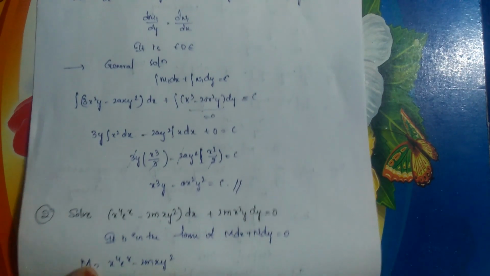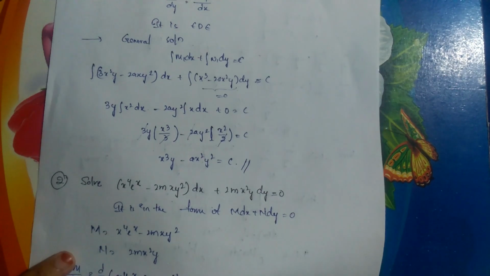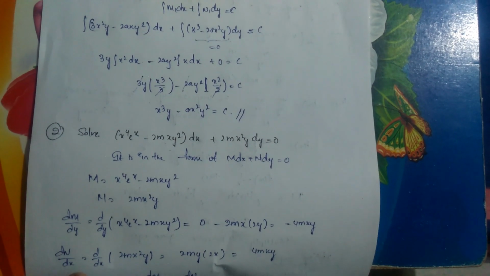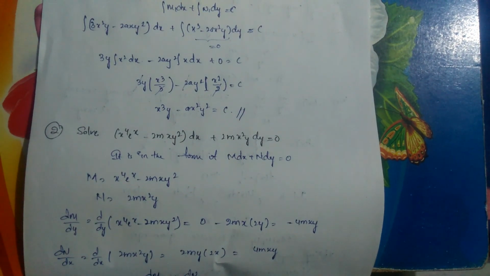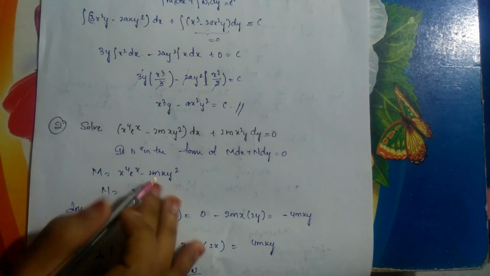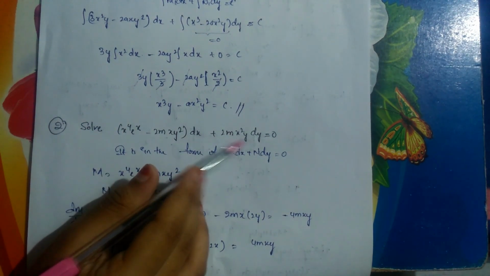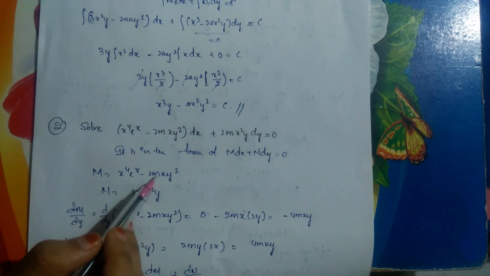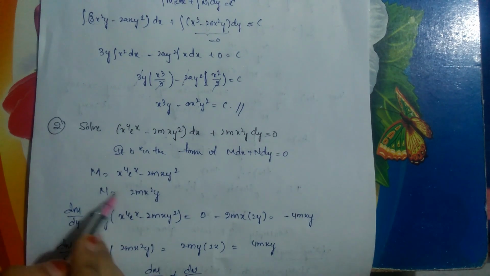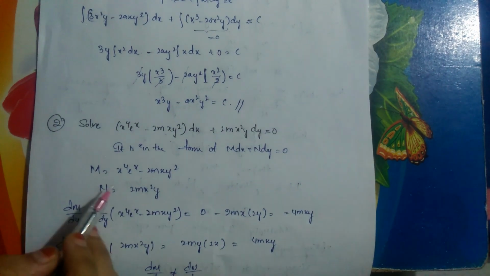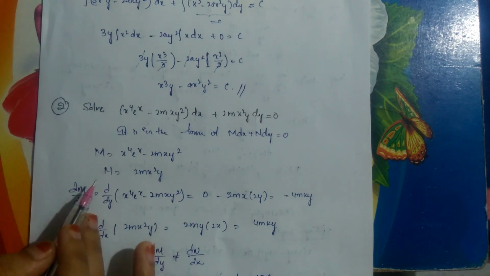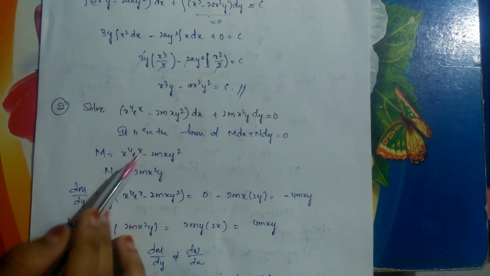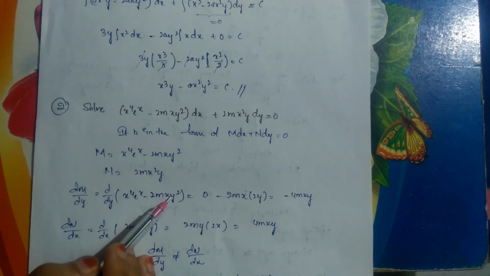We shall see the second question also. That is, solve (x⁴eˣ - 2mxy²) dx + 2mx²y dy = 0. So it is in the form of M dx + N dy = 0. The function M is x⁴eˣ - 2mxy² and the function N is 2mx²y. So the same procedure, we have to differentiate the functions M and N. ∂M/∂y = ∂/∂y of (x⁴eˣ - 2mxy²).